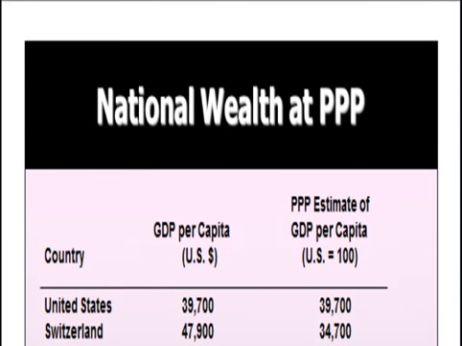If we convert Swiss francs to dollars at official exchange rates, we estimate Switzerland's GDP per capita at $47,900. This is higher than the official GDP per capita of the United States at $39,700. But when we adjust Switzerland's GDP per capita for PPP, we obtain a revised GDP per capita of just $34,700, which is lower than the US GDP figure of $39,700. Why the difference? GDP per capita at PPP is lower in Switzerland because of that nation's higher cost of living. It simply costs more to buy the same basket of goods in Switzerland than it does in the United States.